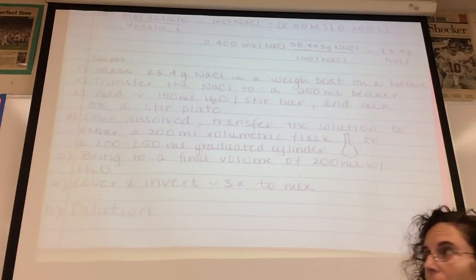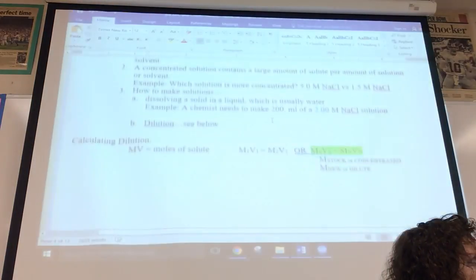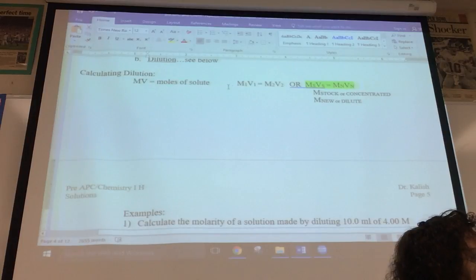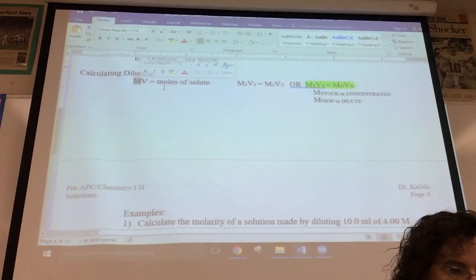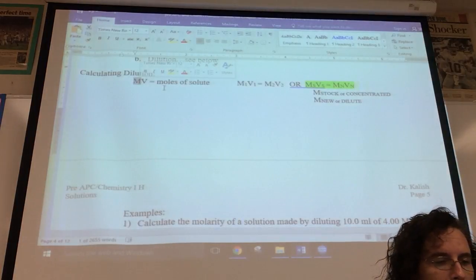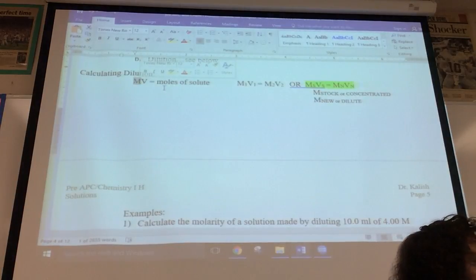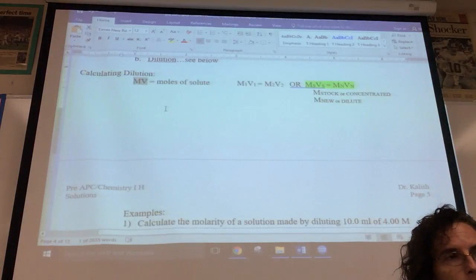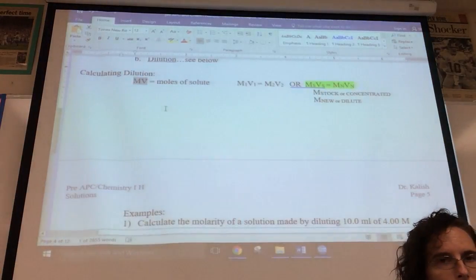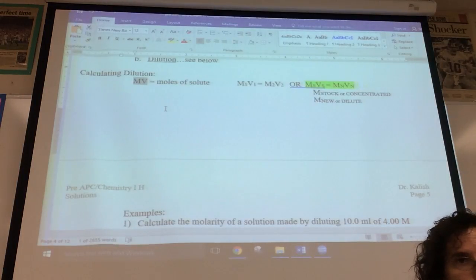When you make a solution by dilution, there are a couple of important things to remember. First of all, we know that molarity, capital M, is moles of solute over the volume of solution in liters, as we talked about previously. If I want to calculate moles, then I can calculate moles of solute by multiplying the molarity and the volume. The moles will be constant regardless of whether you have a concentrated or dilute solution that you've made one from the other.